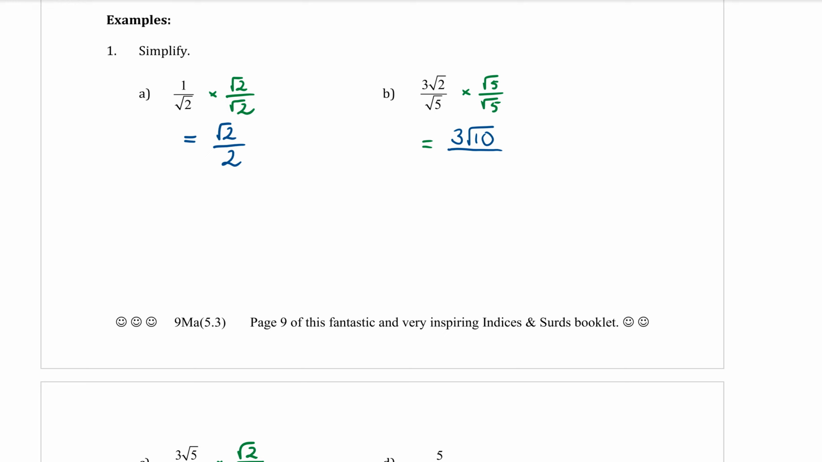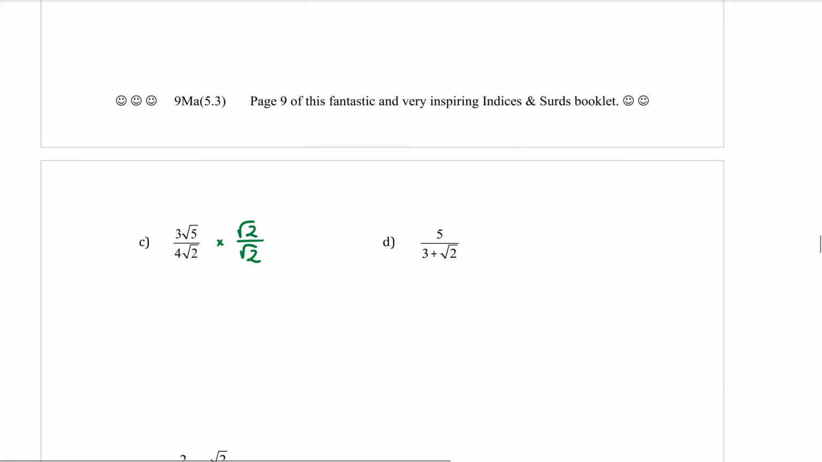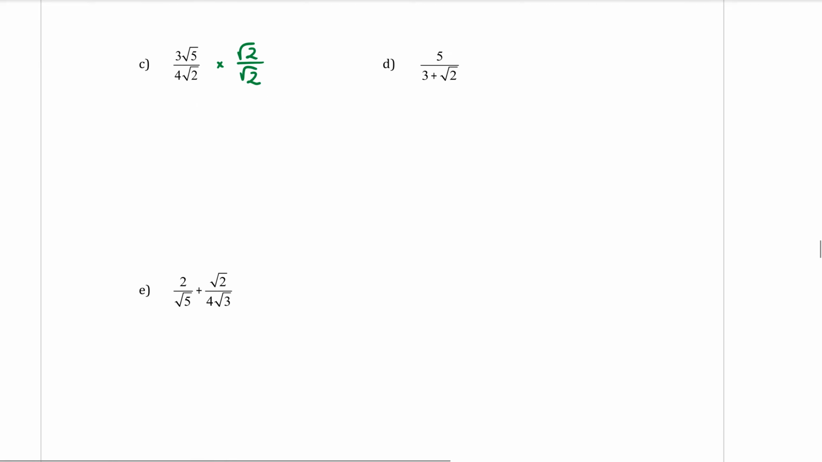On the bottom, square root of 5 times square root of 5, the square roots disappear, and I just end up with 5. Part C. I've already written this down there for you.